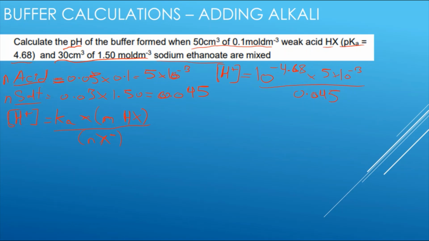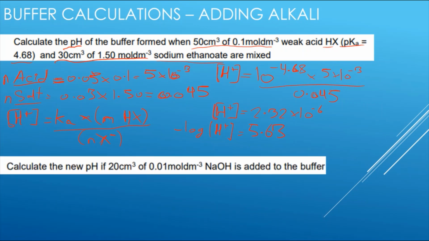So this is just 0.045, and what I get as my concentration is 2.32 times 10 to the power of minus 6, and I would simply minus log this concentration of H+, and I would get 5.63 as my pH to 2 decimal places. I hope the first bit is making sense now. So now moving on to the second bit.